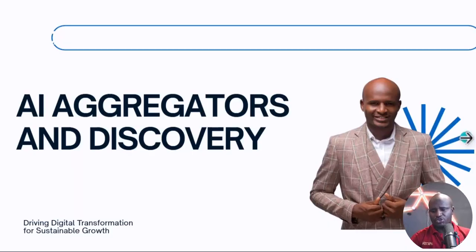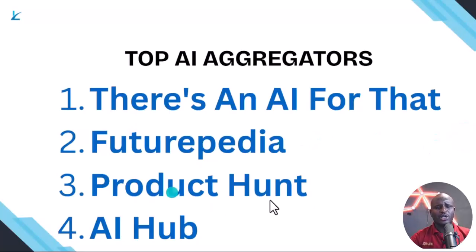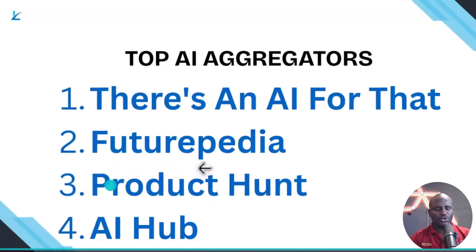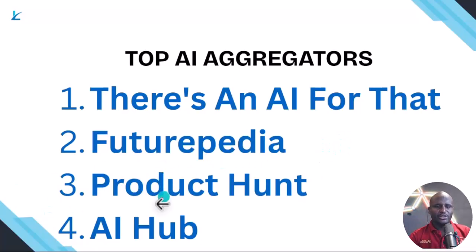So let's go straight to some of them and I'll talk about them. The first one you see is There's an AI for That. This is an AI project aggregator where you get to see a lot of tools, latest projects and all those things. We also have Futurepedia. I go to check Futurepedia almost every day to see what are the new projects. Product Hunt is also another AI aggregator. AI Hub is also another one.